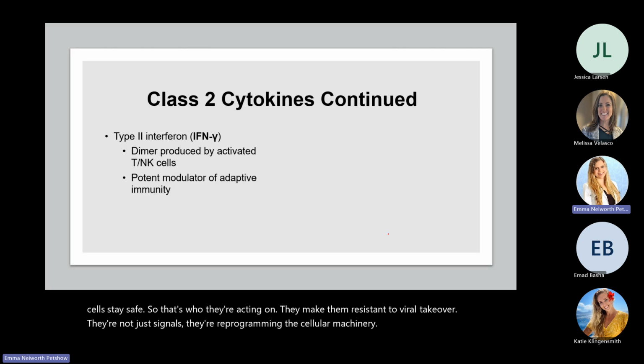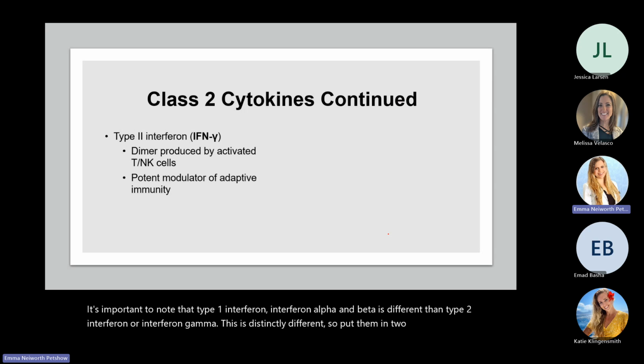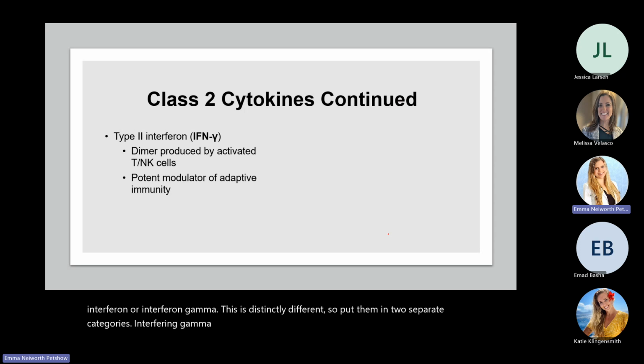It's important to note that type 1 interferon, alpha and beta, is different from type 2 interferon, or interferon gamma. This is distinctly different, so put them in two separate categories. Interferon gamma is produced by Th1 type CD4 T cells. It can also be produced by cytotoxic T cells and natural killer cells. So it's produced by three cell types, so it must be pretty important.